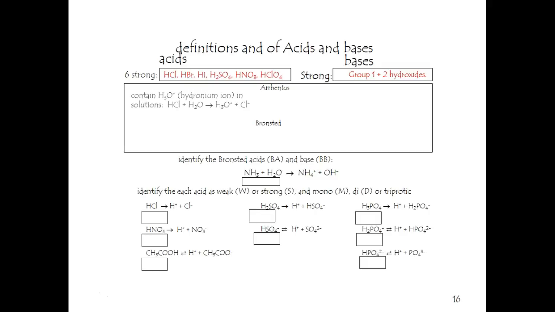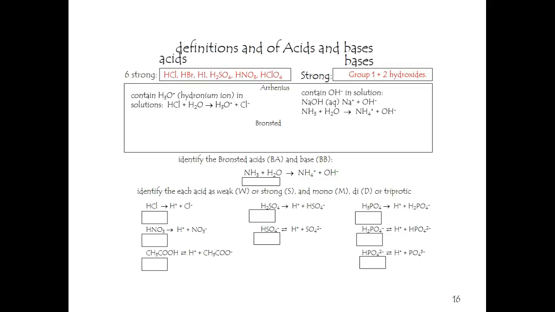Arrhenius acids contain H3O+. It is semantic whether to call it H3O+ or H+. You'll see some textbooks do it the other way. Perhaps the more correct way is to say H+, because anytime you have H+ in solution, it gloms onto water to make H3O+. So I wouldn't worry about it too much one way or the other. For example, hydrochloric acid and water will make H3O+ and Cl-. It's the same thing as saying that hydrochloric acid dissociates in water to H+ and Cl-.